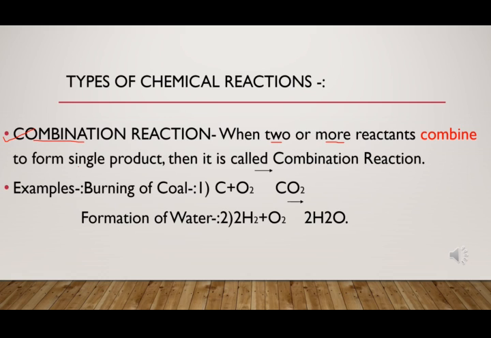Combination reaction, the definition of it is when two or more reactants combine together to form a single product, right? Then it is called a combination reaction. For example, if we see burning of coal, here what happens is that carbon and oxygen react together or combine together to form a single product, that is carbon dioxide or CO2. And another example of it is formation of water, right? So these are two examples.